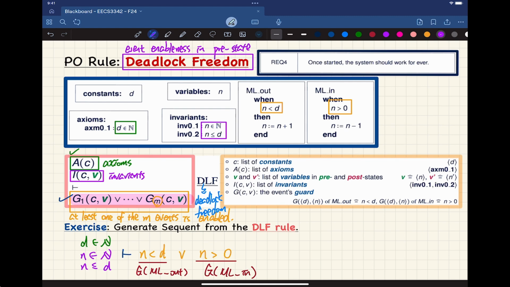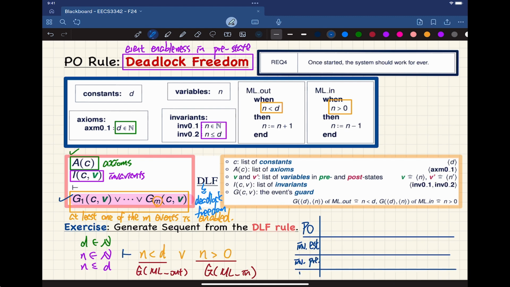Let's now conclude by making some table. Okay. So I'm going to put it here. So let's have a table here. So far we talk about 3 kinds of proof obligation. We talk about invariant establishment. And we talk about invariant preservation. And we talk about Deadlock freedom. And we want to know what states does each one of them involve. Do they involve pre-state, post-state, or both? Okay, that's a good summary for you.